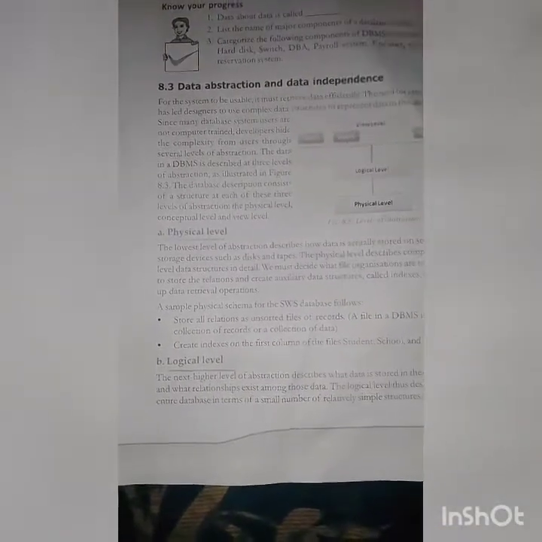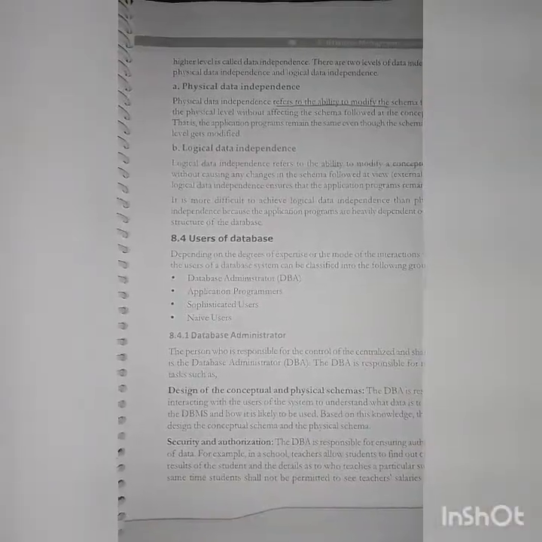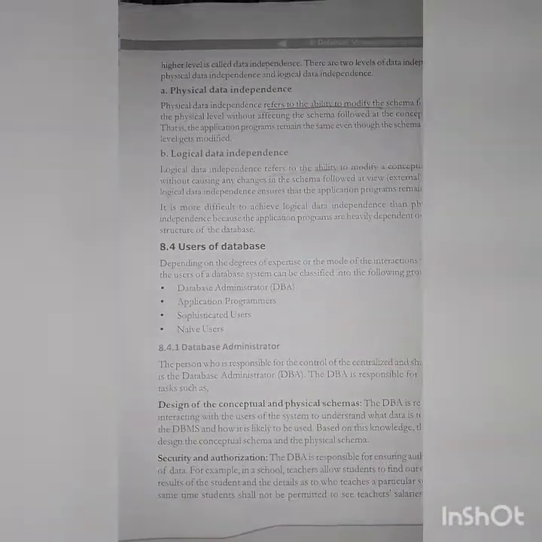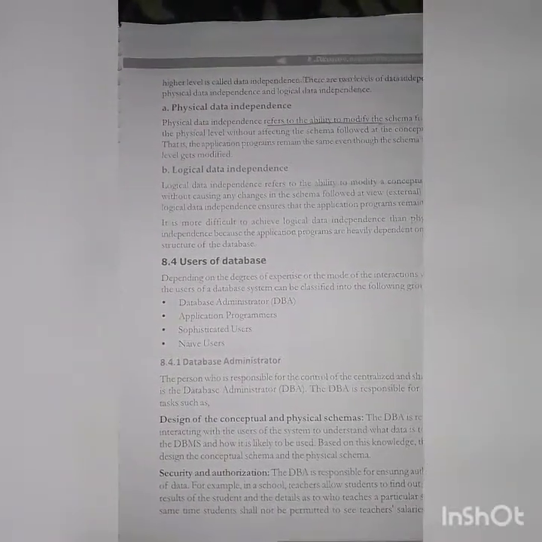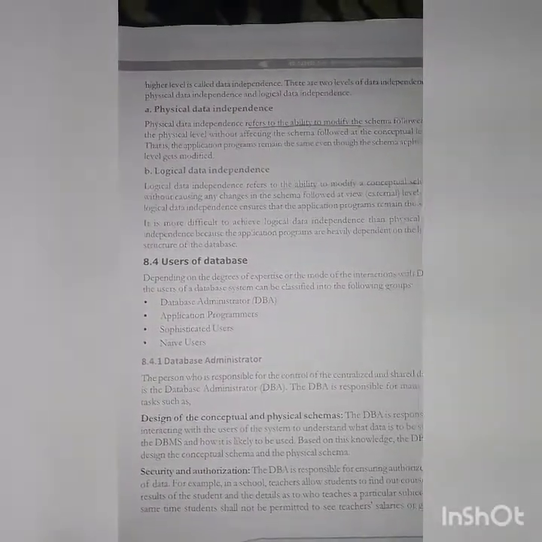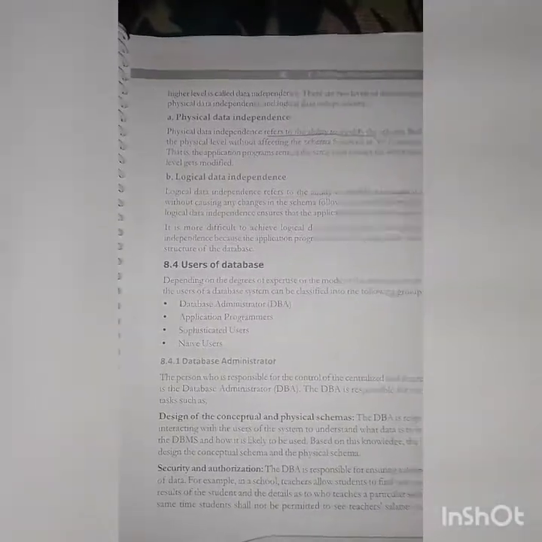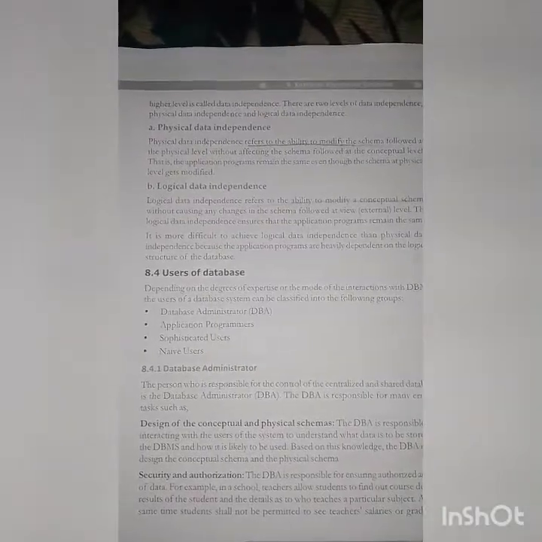Data abstraction and data independence. In data abstraction, there are basically three levels, that is physical level, logical level and view level. In data independence, there are only two levels, that is physical data independence and logical data independence. Physical data independence refers to the ability to modify the physical schema, and logical data independence refers to the ability to modify the conceptual schema.